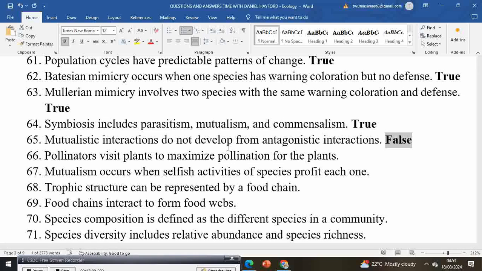Now, question number 66. Pollinators visit plants to maximize pollination for the plants. This statement is false. The reason why a pollinator will visit the plant is not to maximize pollination for the plant, but to secure nectar for itself. Yes, it is true that in the process it will affect pollination, but that is not the objective.